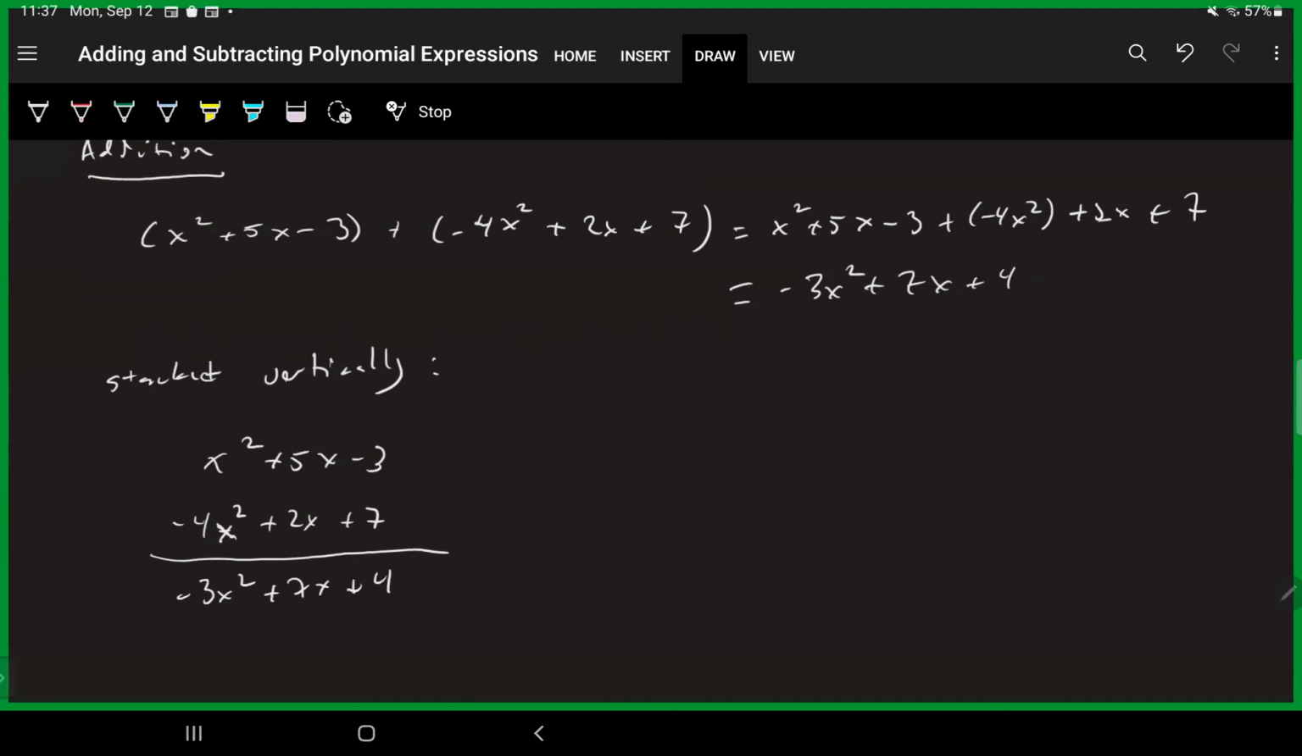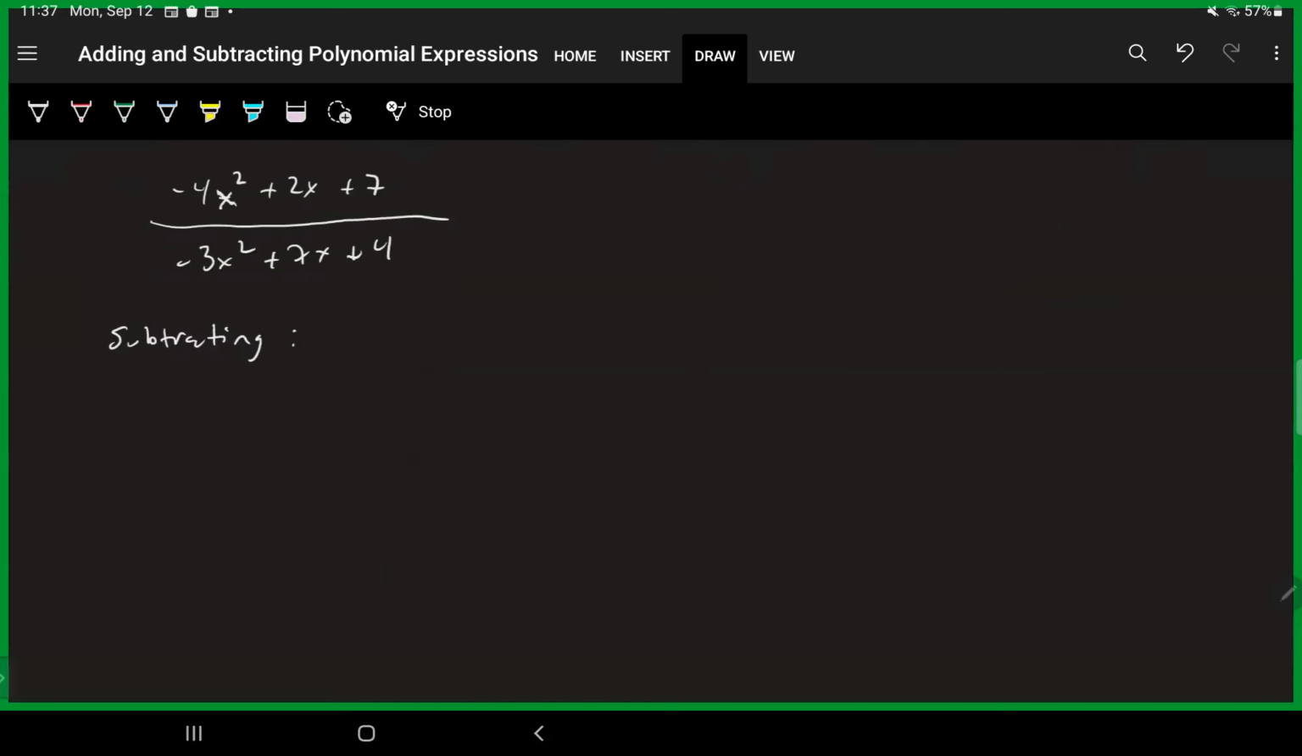Subtracting, a little bit different, only because we have subtraction involved. Let's look at 2x squared minus 3x plus 5, and I'm going to subtract. Let's subtract 2x squared plus 5x minus 3. Okay, with subtraction, we can't remove the parentheses because of the distributive law. So I have this negative sign in the middle here, right?